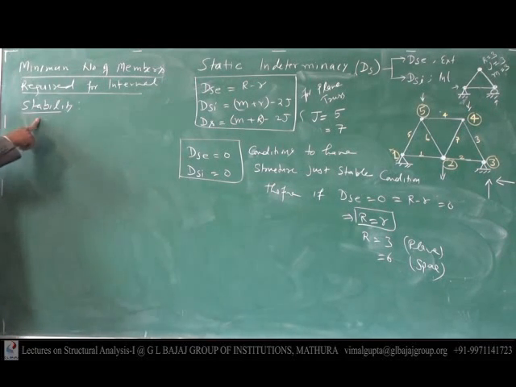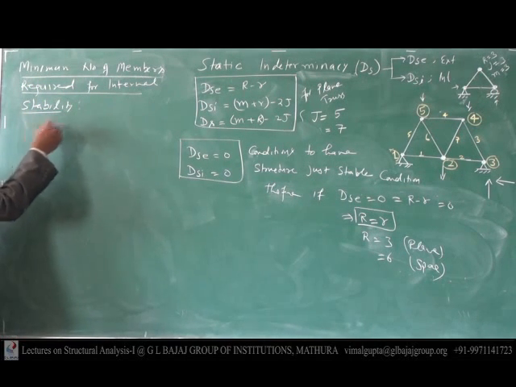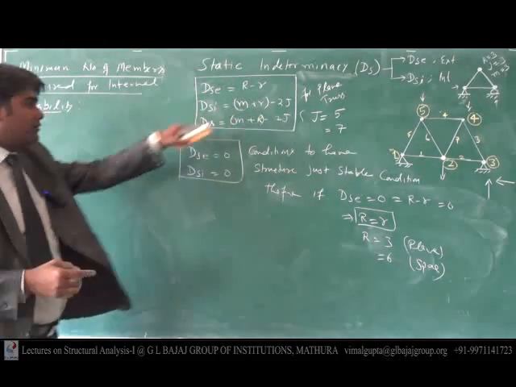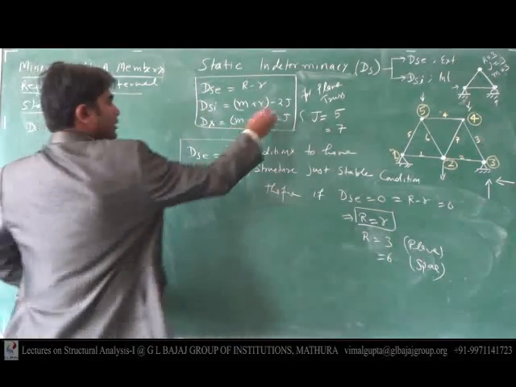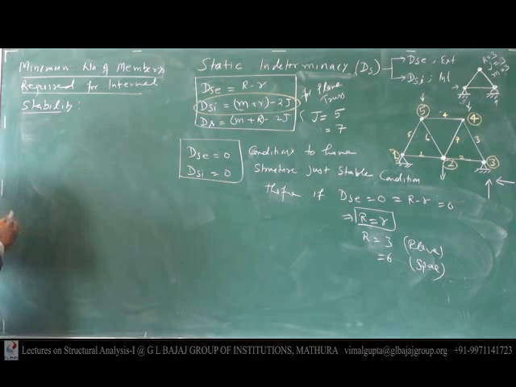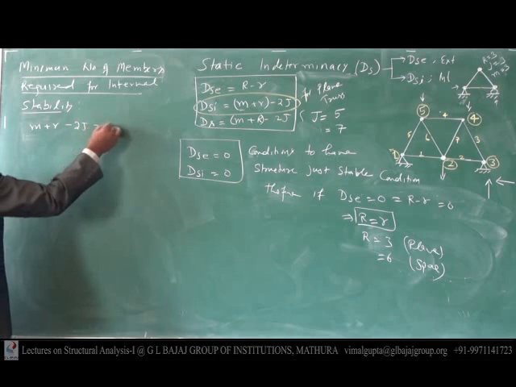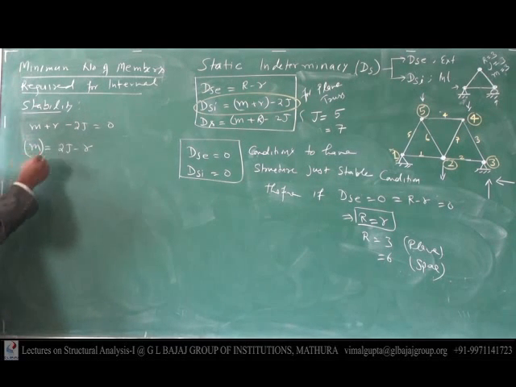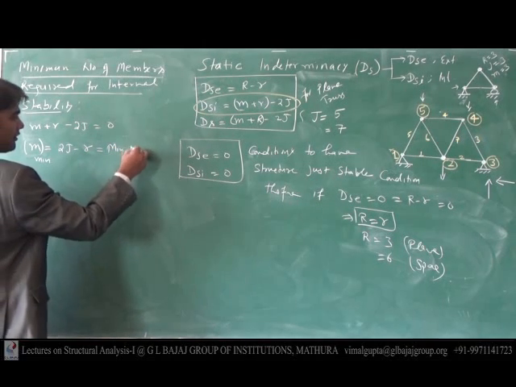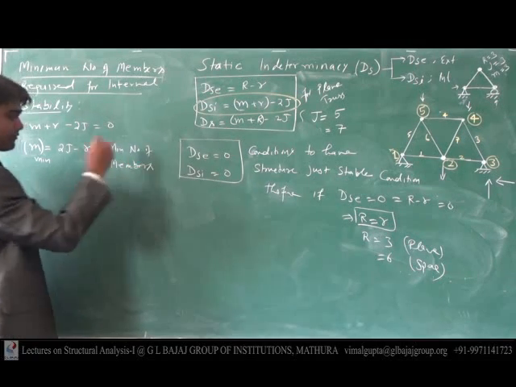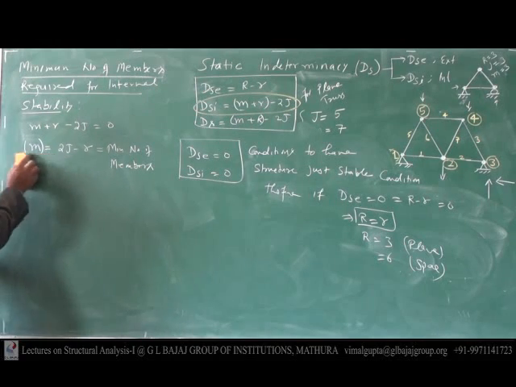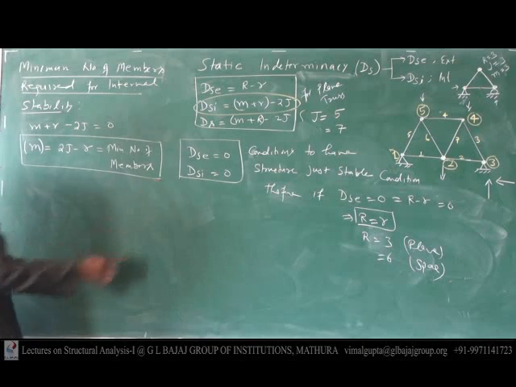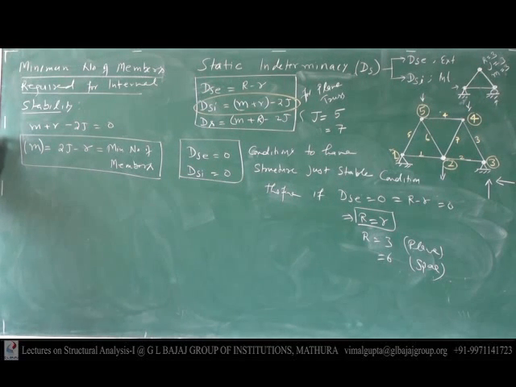Now for stability of the members, equate DSI as 0. Since we know that value, small m plus r minus 2j equals 0. So the value of m comes to be 2j minus r. It is the minimum number of members. m is equal to 2j minus r. Clear to everybody?